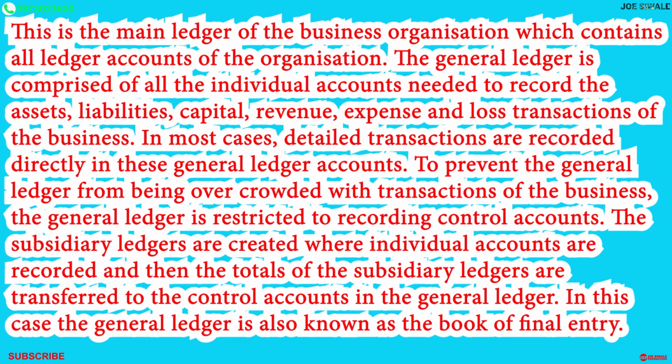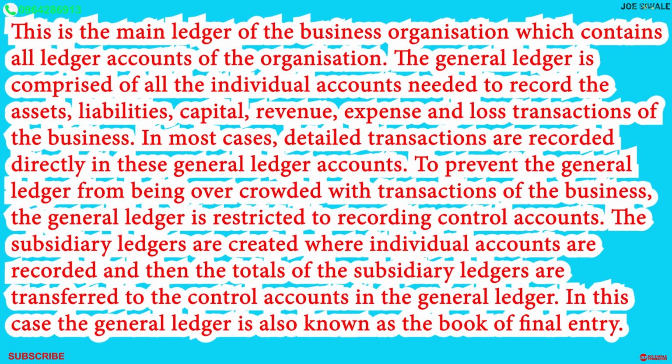The general ledger is the main ledger of the business organization, which contains all ledger accounts of the organization. The general ledger comprises all individual accounts needed to record the assets, liabilities, capital, revenue, expense, and loss transactions of the business. In most cases, detailed transactions are recorded direct in this general ledger account. To prevent the general ledger from being overcrowded with transactions of the business, the general ledger is restricted to recording control accounts.